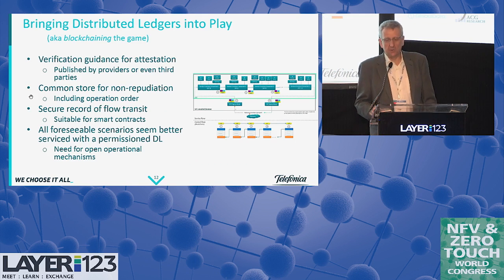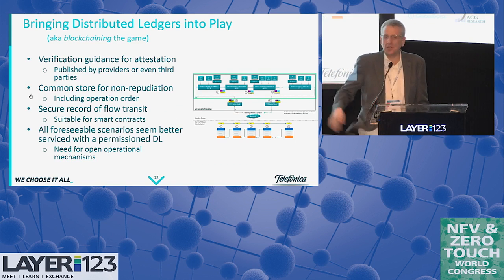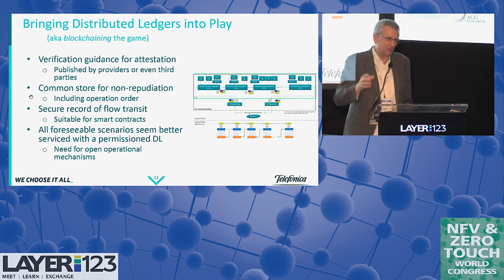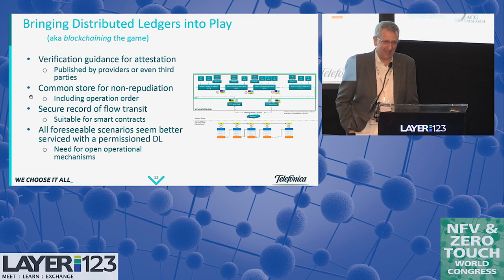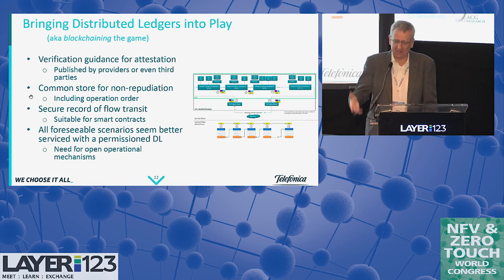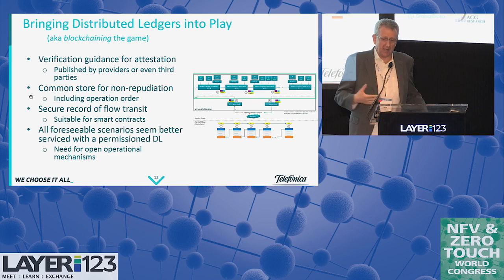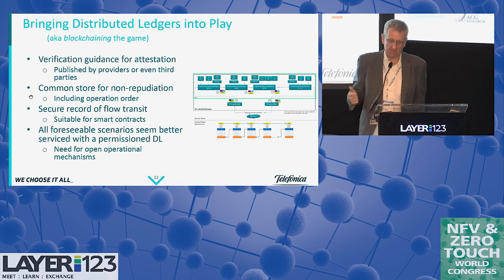And well, originally the talk was going to be about blockchains, and this is where blockchains come into play. I'm not going to explain what a blockchain is. If you don't know it, Google is your friend, and then good luck, because probably the explanation will not be very clear. But basically, having a distributed ledger could help in the case of attestation precisely to provide verification guidance. You can publish it in a way in which everybody will trust it without having a central authority.